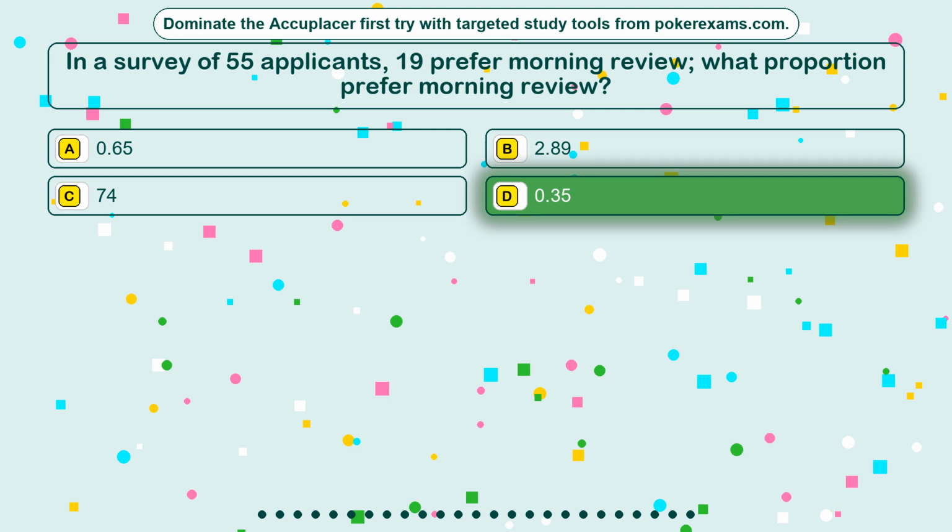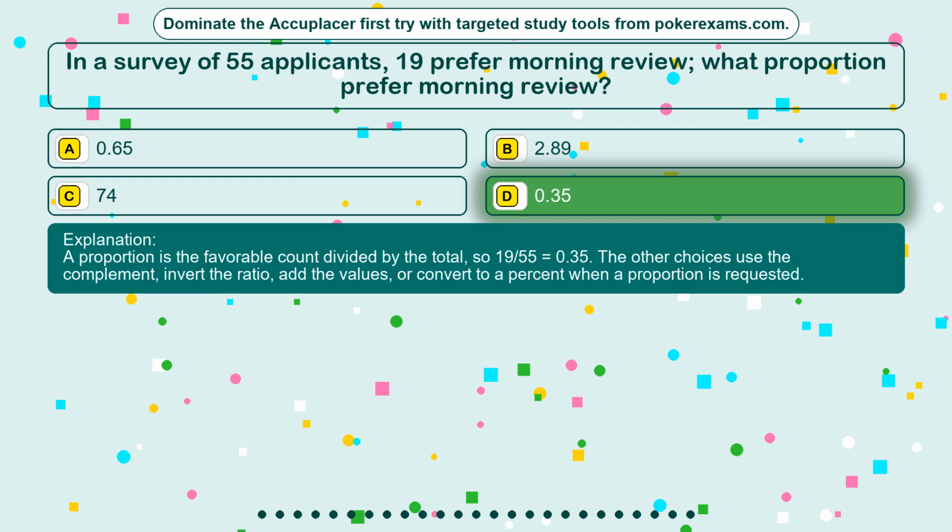The correct answer is Option D, 0.35. A proportion is the favorable count divided by the total, so 19/55 equals 0.35. The other choices use the complement, invert the ratio, add the values, or convert to a percent when a proportion is requested.